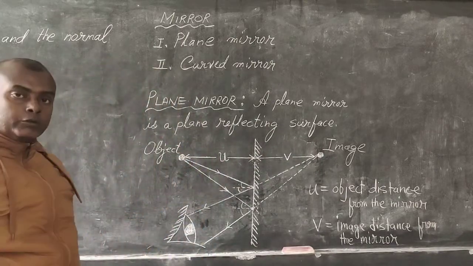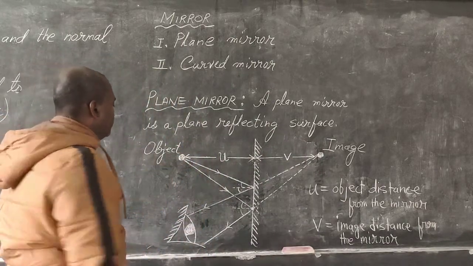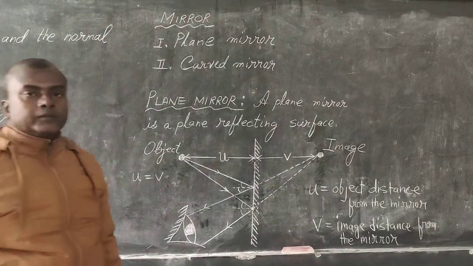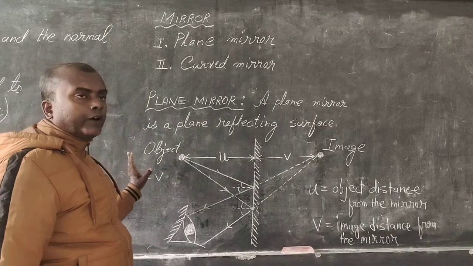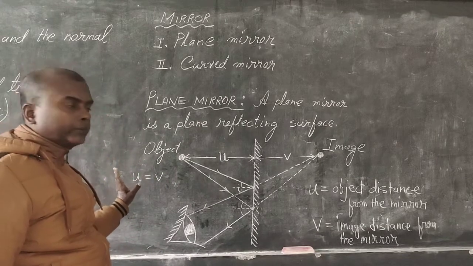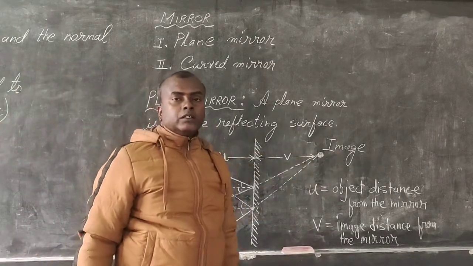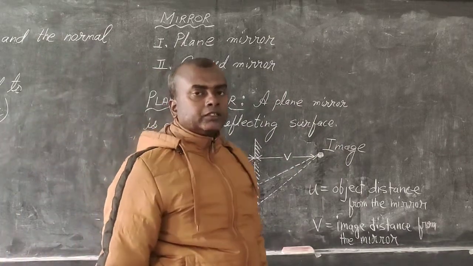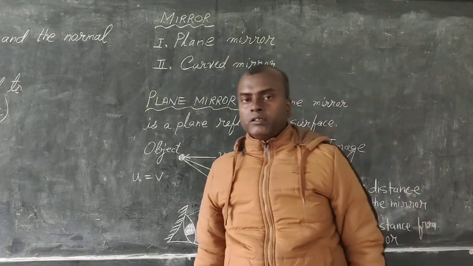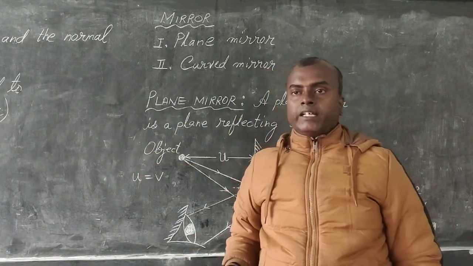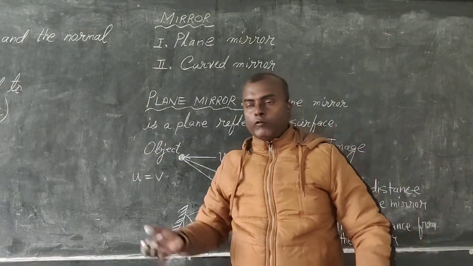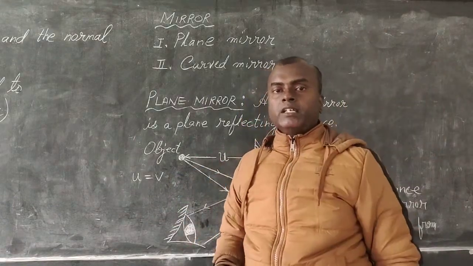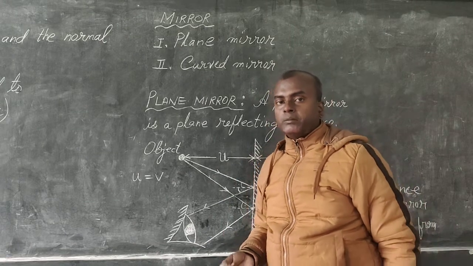Both of them should be equal to each other. u should be equal to v. That means the object, how far ahead it lies in front of the mirror, the image also should be exactly the same distance behind the mirror. Now you must have observed this. When you stand in front of the mirror, you see your reflection, and it seems that however far you are standing in front of the mirror, your image is also standing exactly the same distance but behind the mirror.